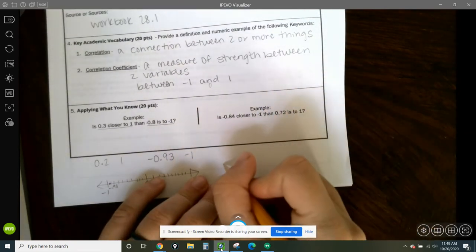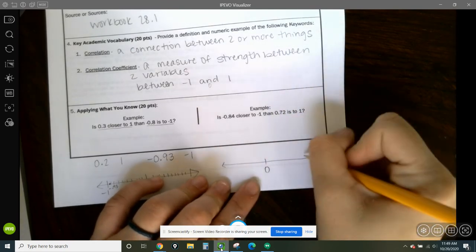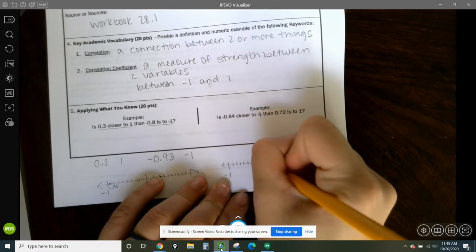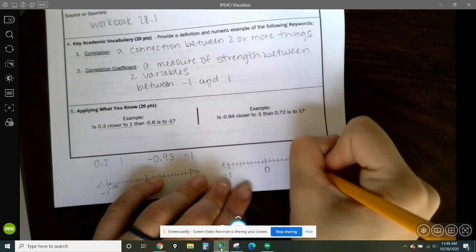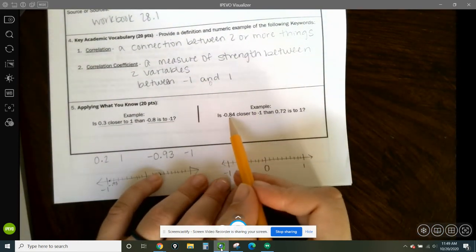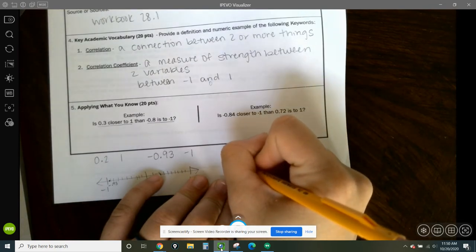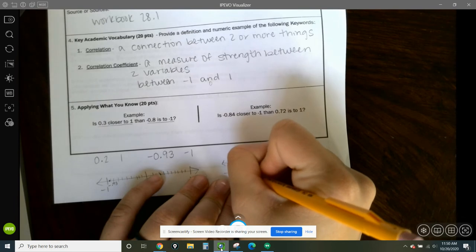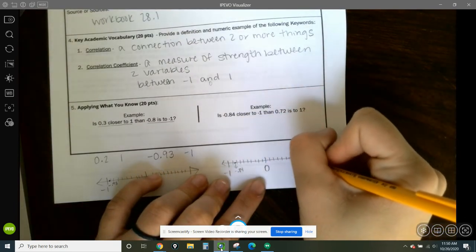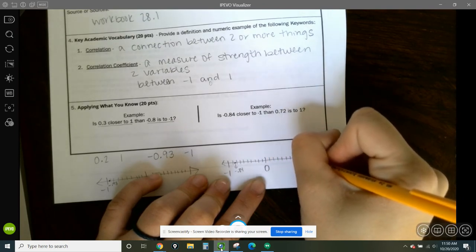And here's our second example. I'm also going to draw a number line for this so you can have a visual. So I have 0 in the middle, 1 over here, and negative 1 over here. Okay, so negative 0.84. So I would go back 8/10 and a little bit more. So that's negative 0.84. And then we had 0.72, so I would go over 7/10. 1, 2, 3, 4, 5, 6, 7, and a little bit more for 0.72.